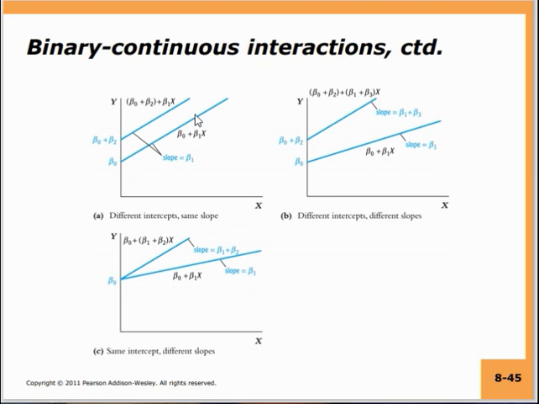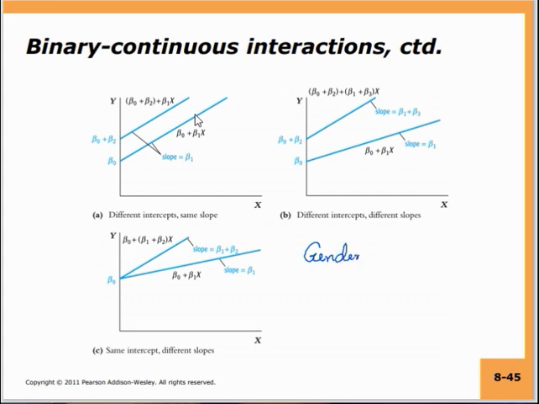Another case may be when you allow the same intercept, that is, they start at the same point but then the two groups diverge in terms of their slopes. One of the interesting examples of where this might work is when you include gender as a dummy variable, and you are trying to look at the effect of education on income.